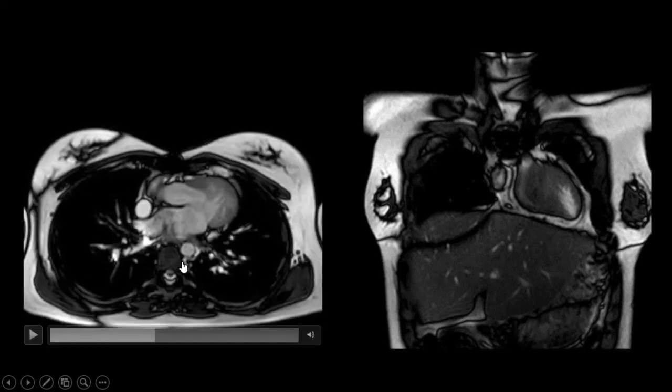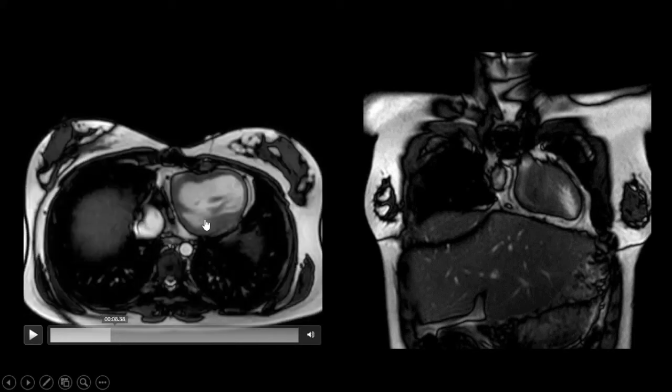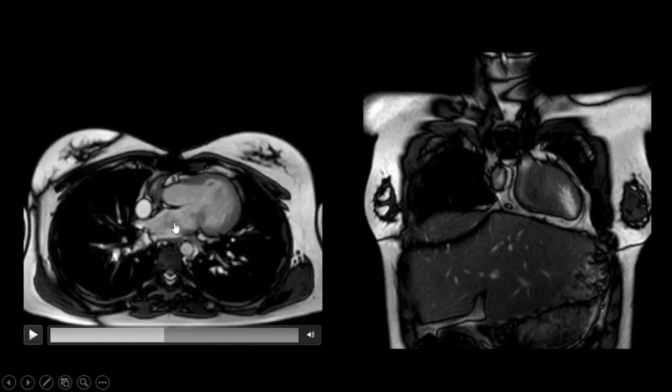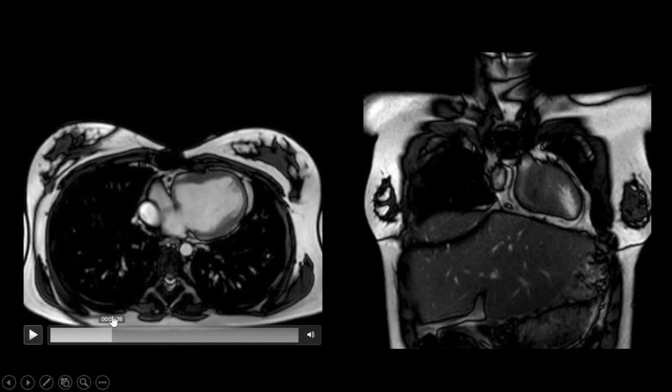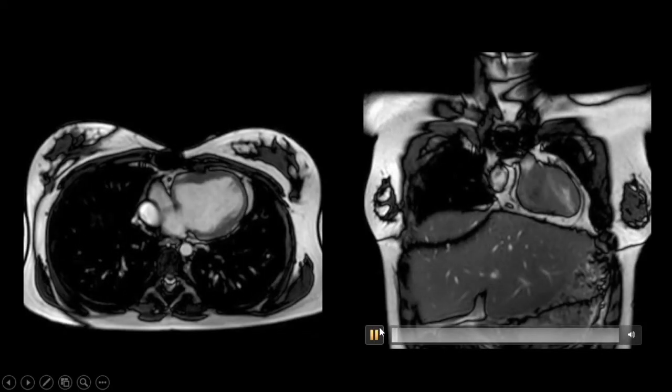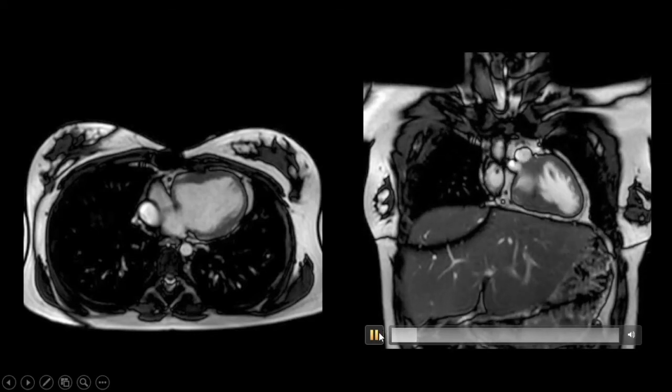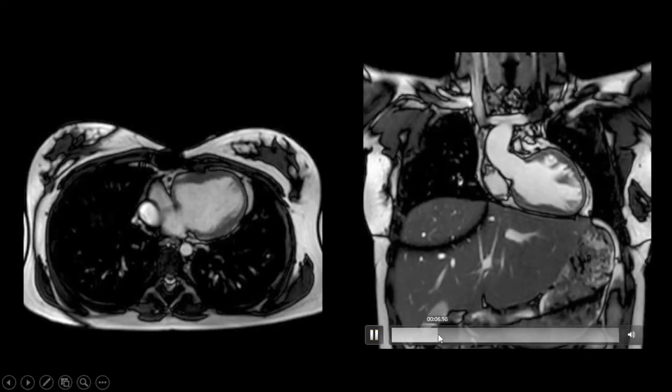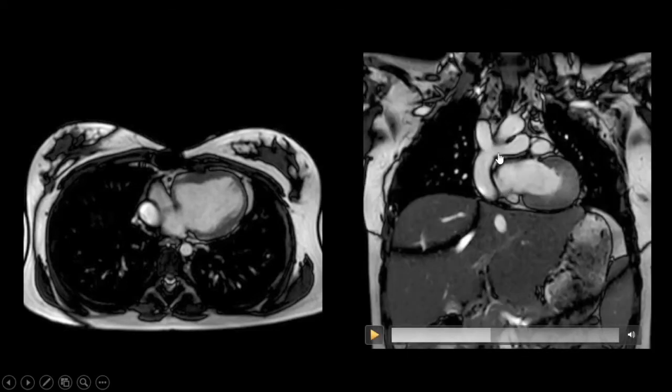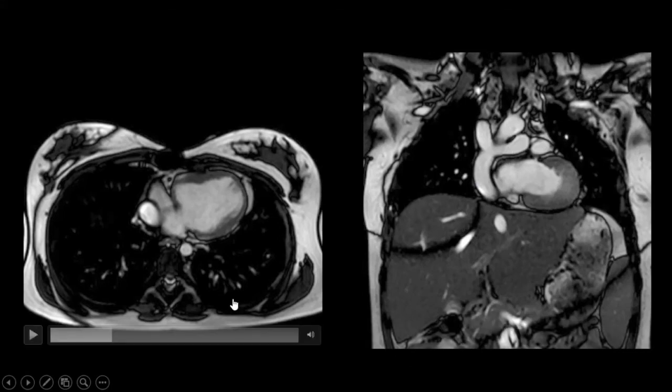pulmonary arteries. Then further we can see the pulmonary veins draining into the left atrium, which further opens into the single ventricle, which gives rise to the aorta. This coronal cine sequence shows the Glenn and Fontan circuits very well. As we can see here, this is the Glenn and the Fontan circuit directly joining into the RPA.